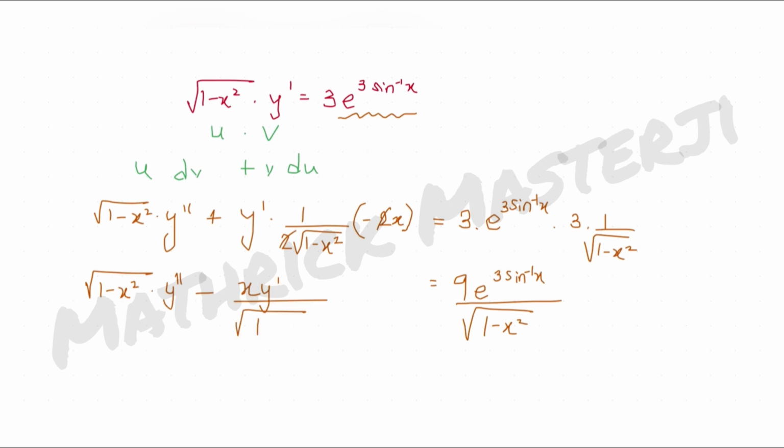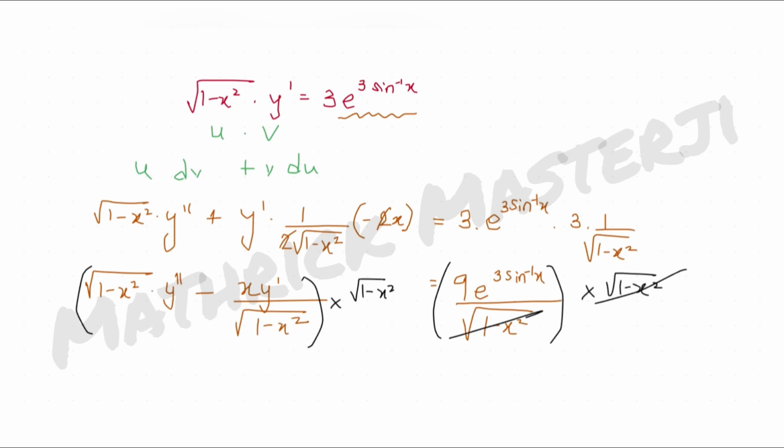Now, once I have this entire expression, I will multiply both sides with root of 1 minus x square, because on the right hand side, multiplying with root of 1 minus x square makes this term cancel with this term. And this root of 1 minus x square, when multiplied with both of them, the left hand side gives me 1 minus x square into y double dash minus x into y dash into root of 1 minus x square and root of 1 minus x square. So this also gets cancelled, which leaves 9 e raised to 3 sine inverse x.